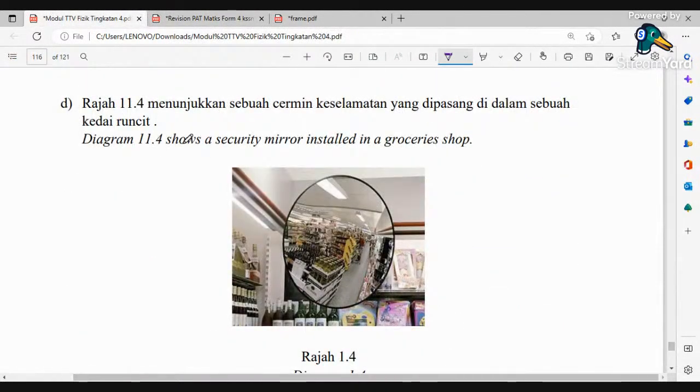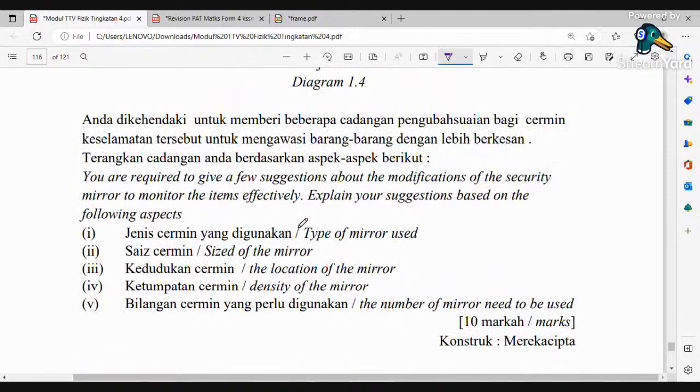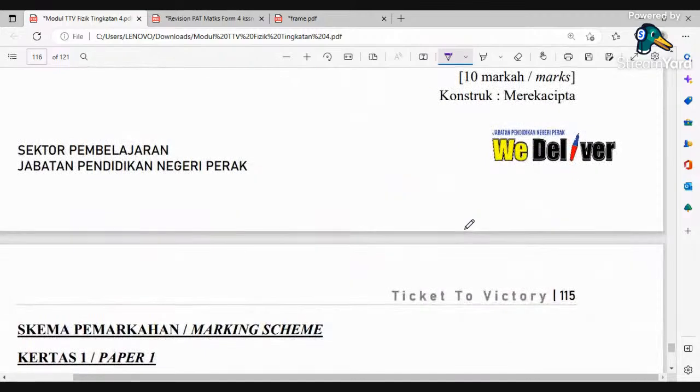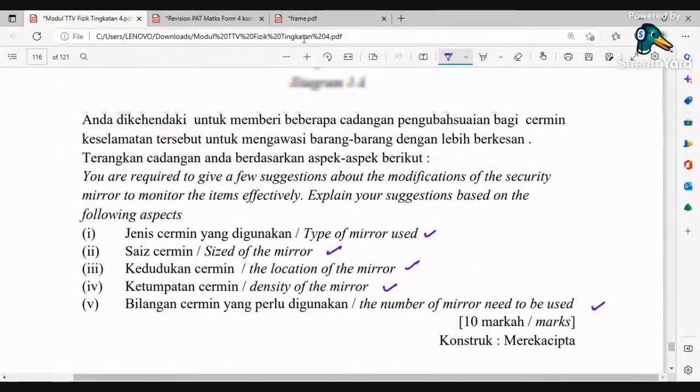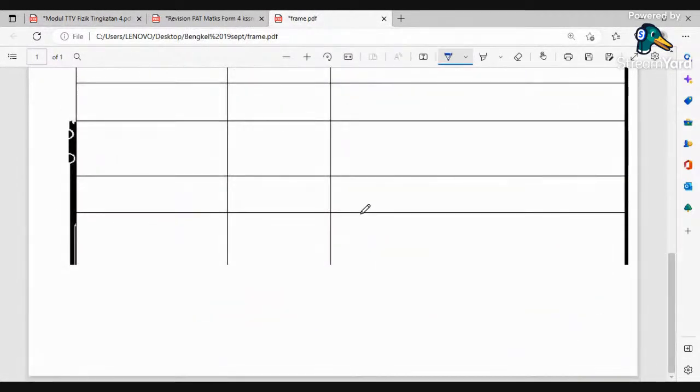Okay. D shows a security mirror installed in grocery shop. Dalam kedai, you nampak image smaller. Okay, you are required to give a few suggestions about modification of security mirror to monitor item effectively. Explain your suggestion based on type of mirror, size of mirror, location of mirror, density of mirror, number of mirror used, 10 marks. So ini pun kita nak buat dalam bentuk table untuk section C. Okay, write down all the aspect given.